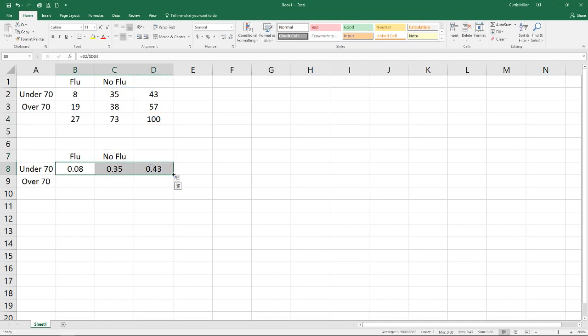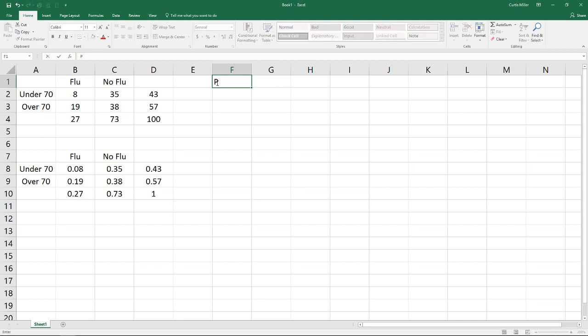I'm going to highlight those again, click this bottom right corner, and drag down to get the remainder. There we've calculated all of our intersection probabilities as well as all of our individual probabilities, the totals of flu, no flu, and over 70. But we want to get a few other values here, so we're going to calculate some specific probabilities.